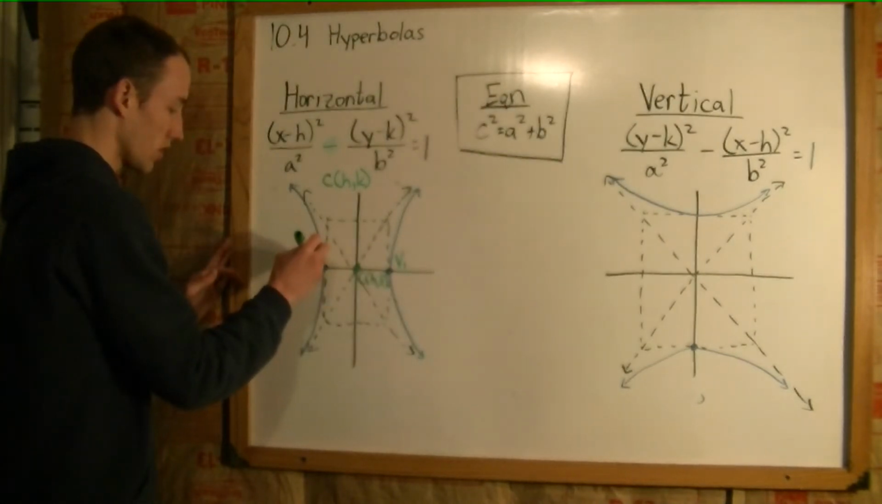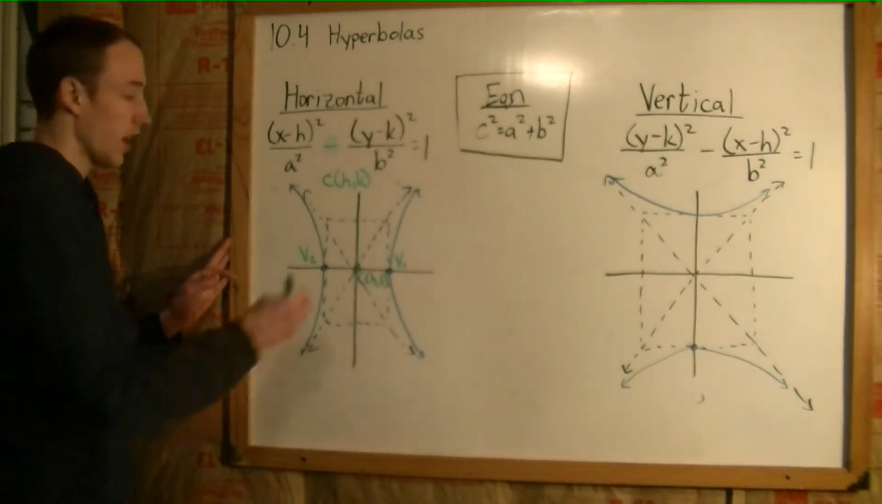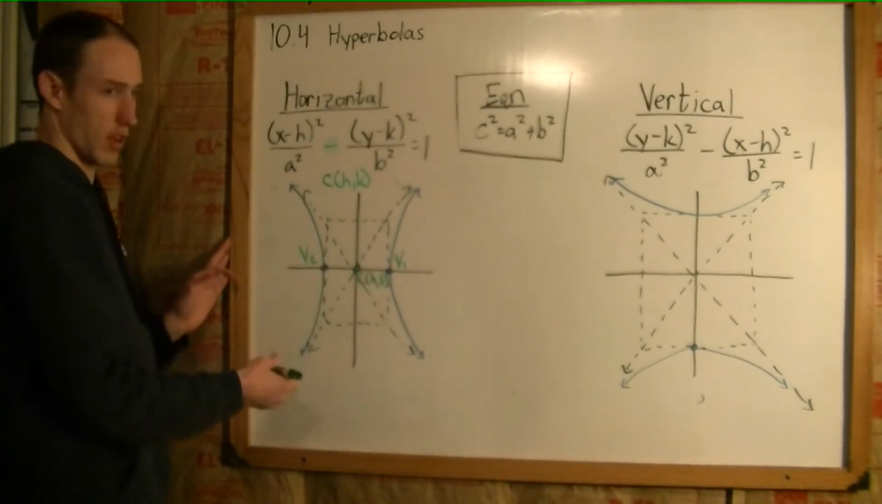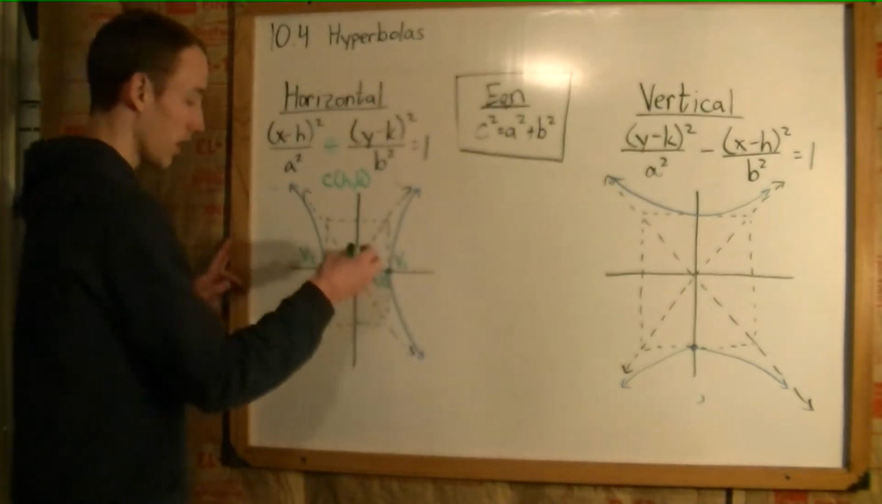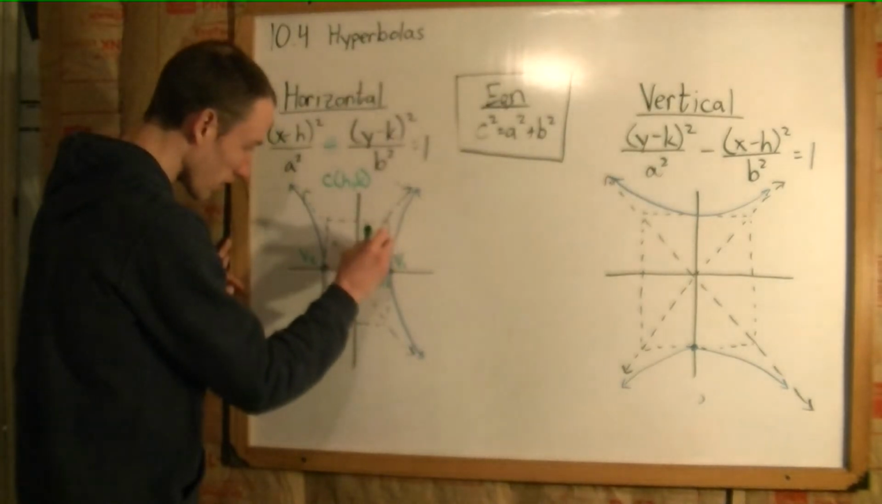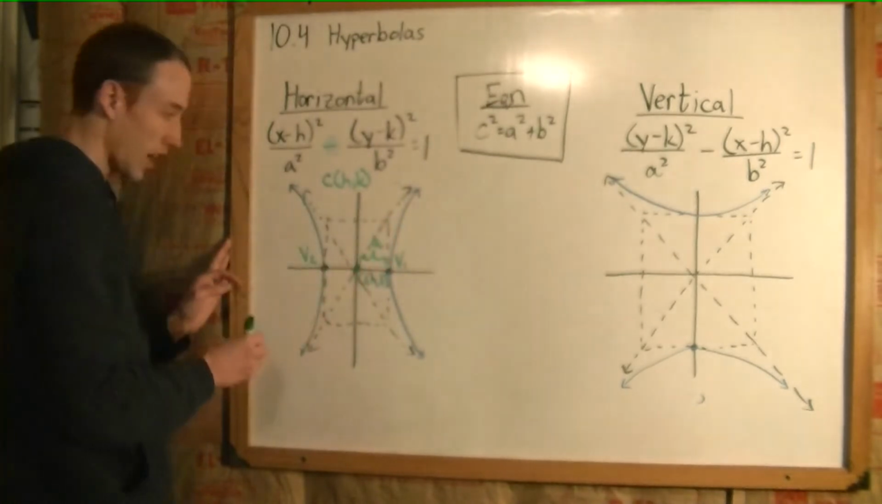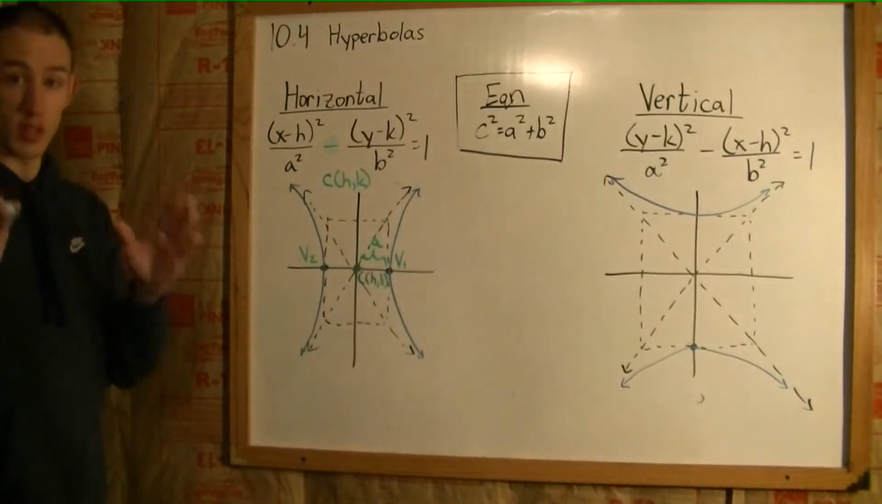So vertex 1 and vertex 2. And how do I find that? Well, I find the value of a, and that tells me how far I move left and how far I move right. So let's see if I can squeeze that in here. So that is the value of a, which makes it important.